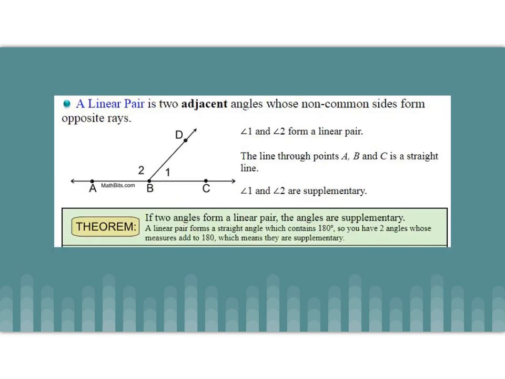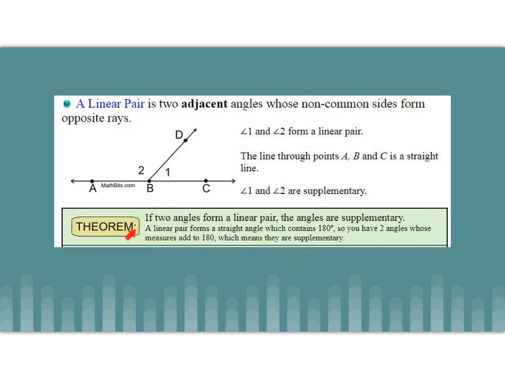A linear pair is two adjacent angles whose non-common sides form opposite rays. So here's the common side and then the common vertex, making these angles adjacent angles. Then we have opposite ray BC, and that's opposite to BA. That forms a straight line. So we see that because these form a straight line, we know that they are supplementary as well. That's really the theorem for a linear pair. If two angles form a linear pair, then the angles are supplementary.